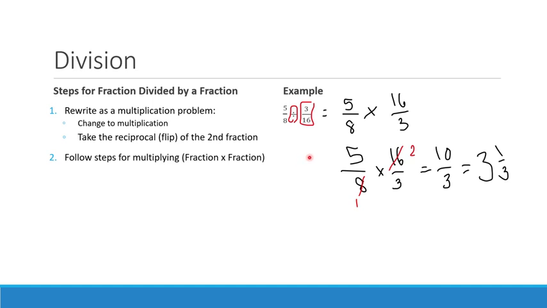If you can simplify first, do so, or multiply across and then simplify. Here we have 5/8 times 16/3. 8 will go into 16 2 times. 8 goes into 8 once. When I multiply across, I get 10/3, or as a mixed number, 3 1/3.